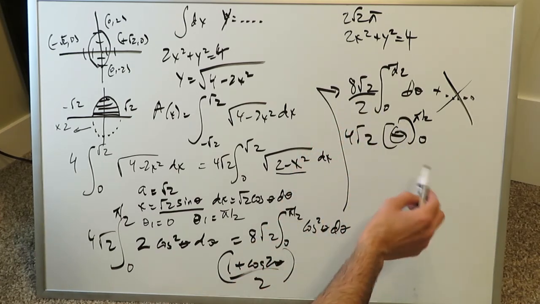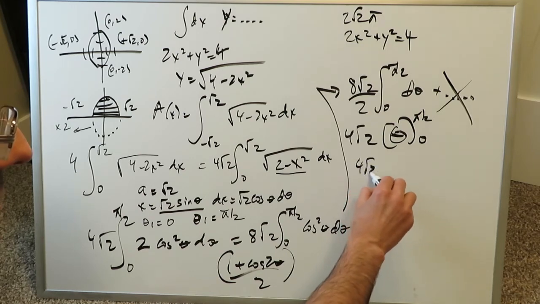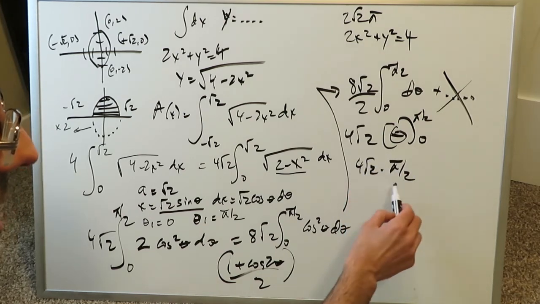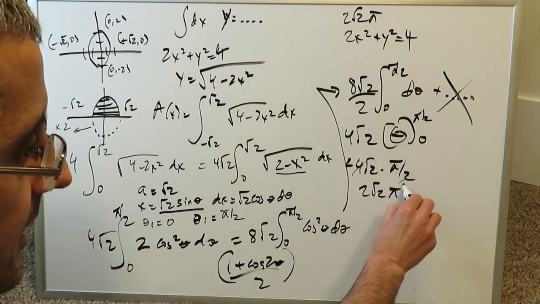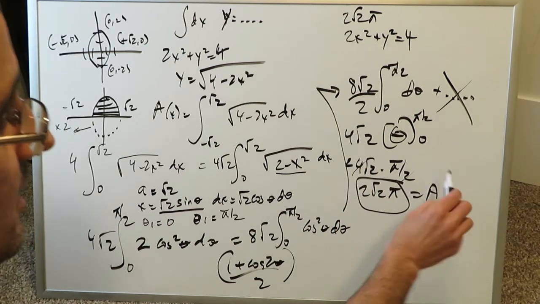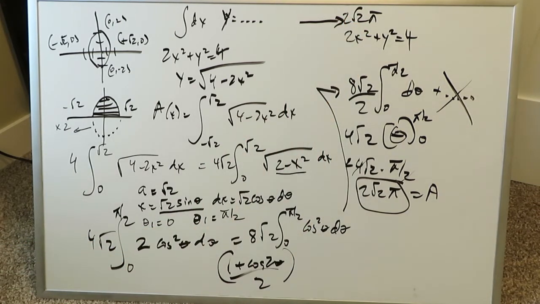When you integrate this by the procedure that you will learn, you'll have 4 root 2 times pi over 2. This cancels out with this 4 to give you 2, and you get 2 root 2 pi as being the area, verifying what we already know using the basic formula for the area of an ellipse.